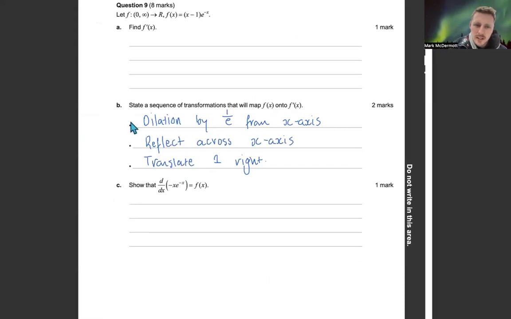I should also point out that that's probably not the only way you can do it. There are probably other transformations that would be a correct answer to that question. So that's just the one that I was able to come up with.